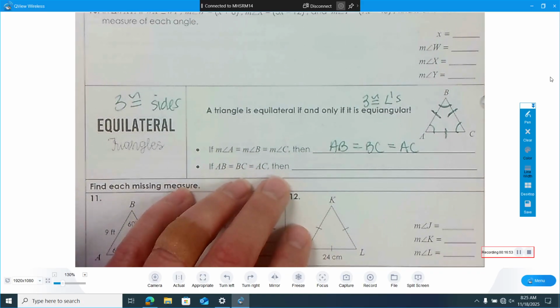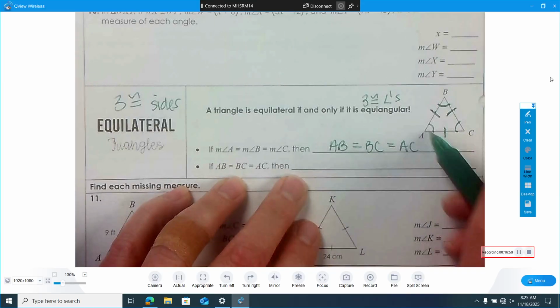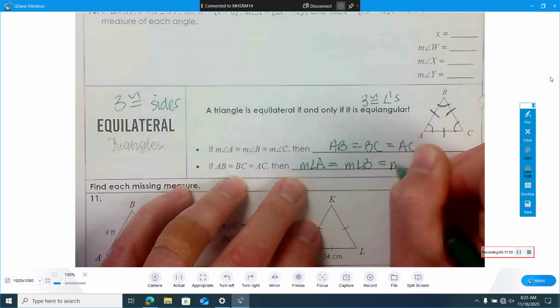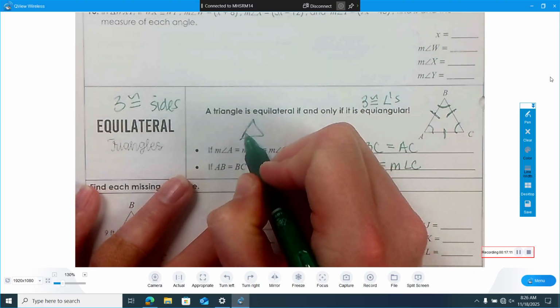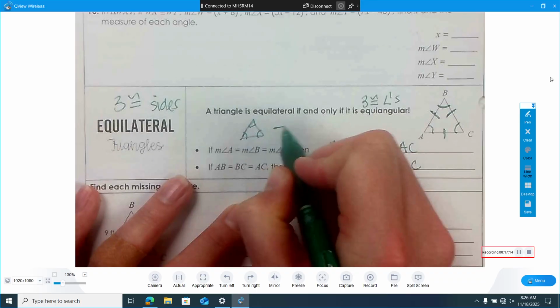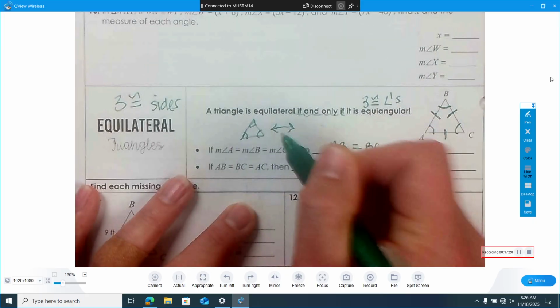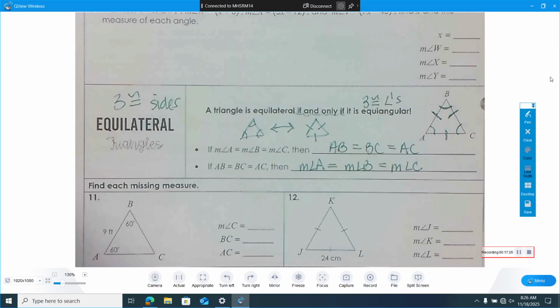And the reverse is also true. If the sides are equal, then the angles are all equal. The measure of angle A is equal to the measure of angle B is equal to the measure of angle C. But really, I kind of just like if we know that all 3 angles are congruent, we get an if and only if. And if and only if we get to use the double arrow, then we know that we must have 3 congruent sides. And vice versa, it goes forwards and backwards. If we have 3 congruent angles, we've got 3 congruent sides. If we have 3 congruent sides, we've got 3 congruent angles.